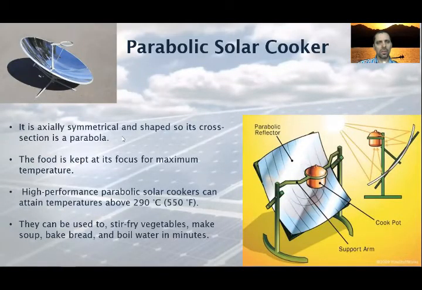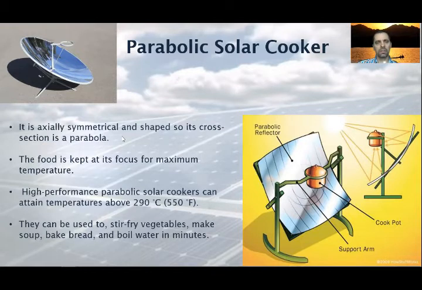The parabolic solar cooker is the next in line we will talk about. It is axially symmetrical and shaped so its cross-section is a parabola. The food is kept at its focus for maximum temperature.